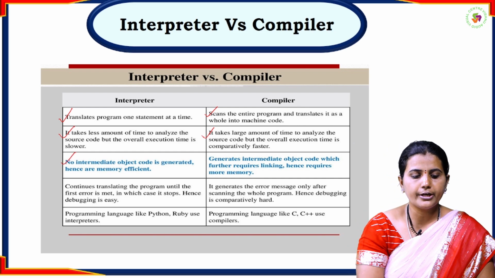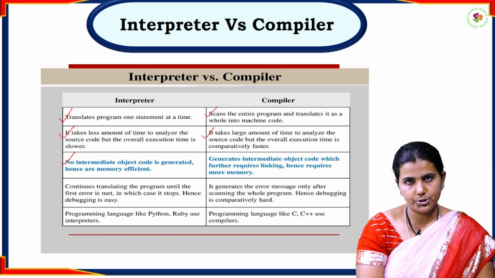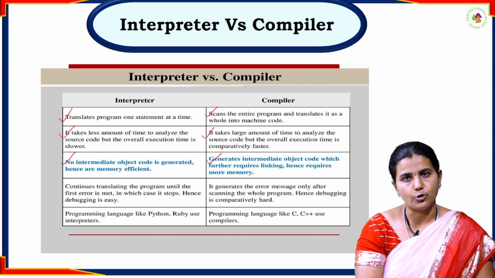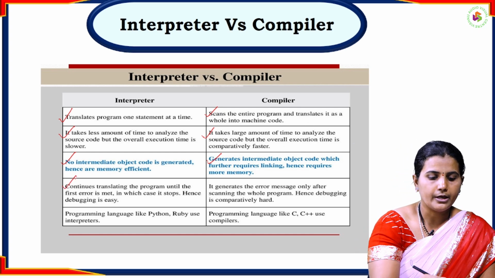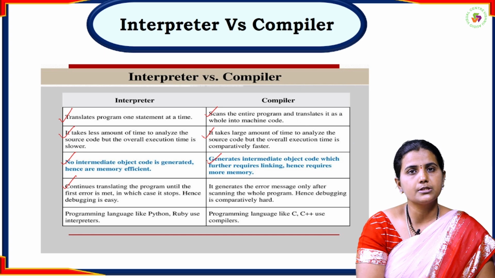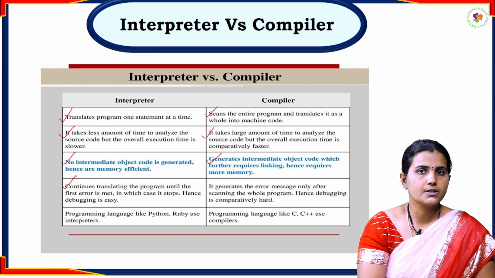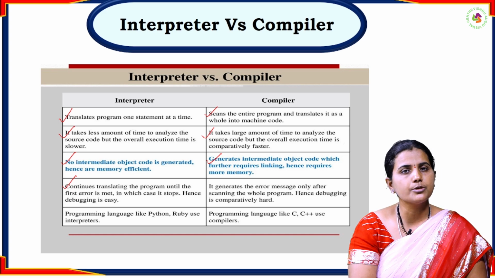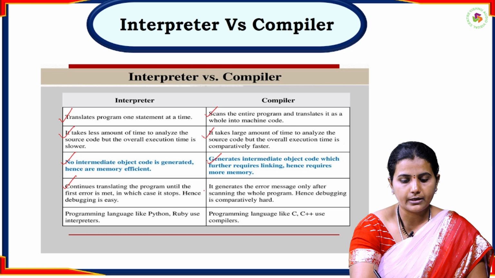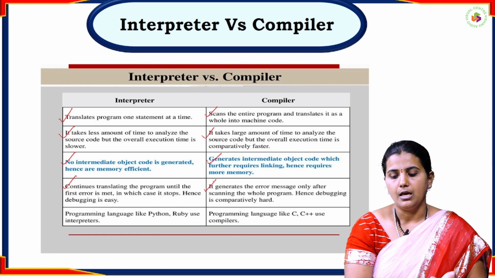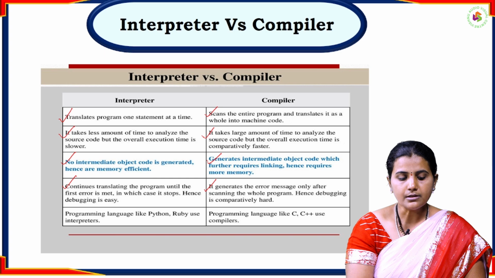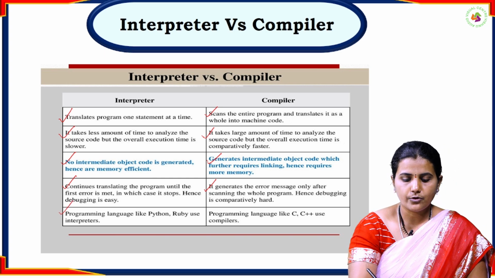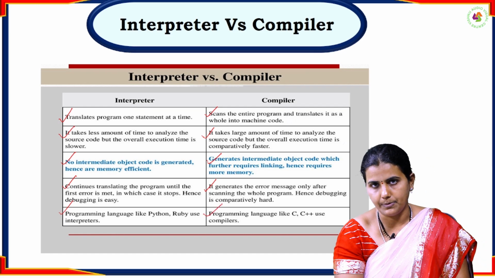In an interpreter, no intermediate object code is generated, but in a compiler, we generate an intermediate object code file. In an interpreter, line by line translation is done. Whenever an error is raised in between, the execution stops and the error is generated. In a compiler, the whole program is converted at a time and the errors are generated. Examples of interpreters are Python and Ruby, and examples of compilers are C and C++.